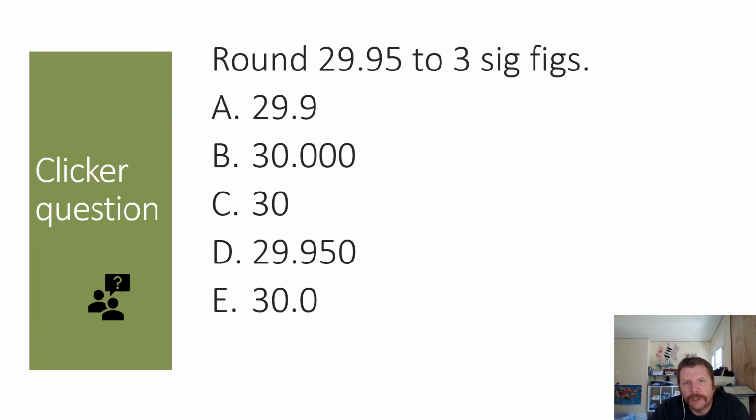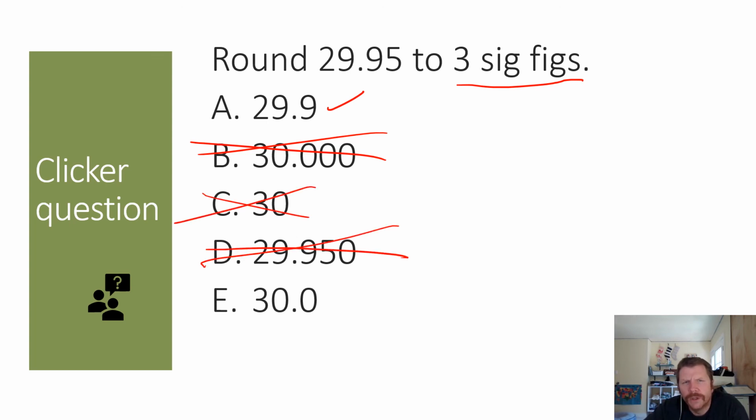Now the last thing we're going to look at is rounding. So rounding a number like 29.95 to 3 sig figs. Let's consider some of our options. A has 3 sig figs. B does not have 3 sig figs. C does not. D does not. So we're left with A and E. A and E are the only 2 numbers that have 3 significant figures.